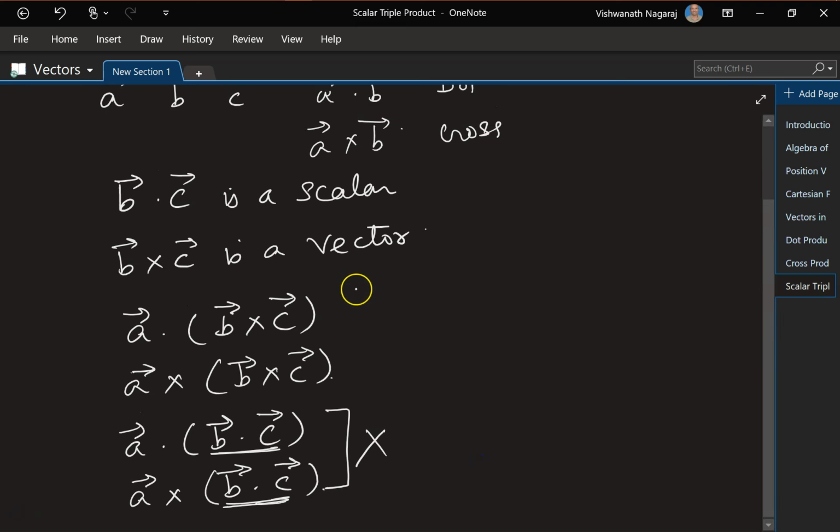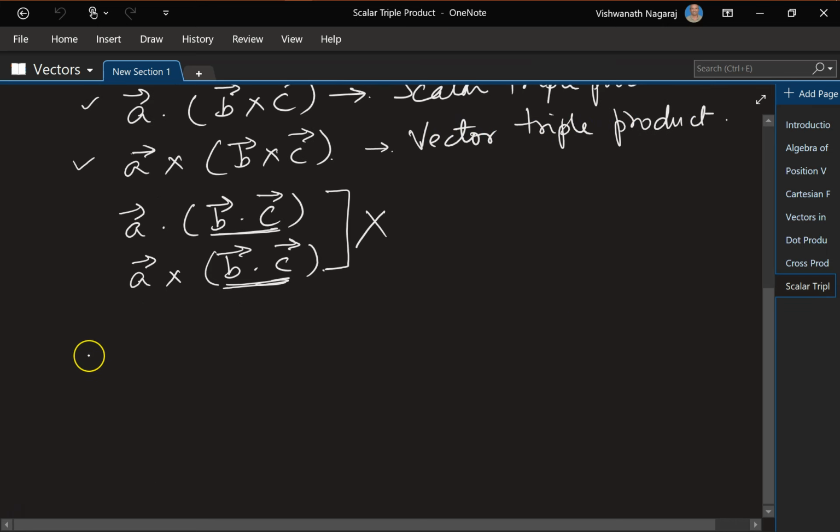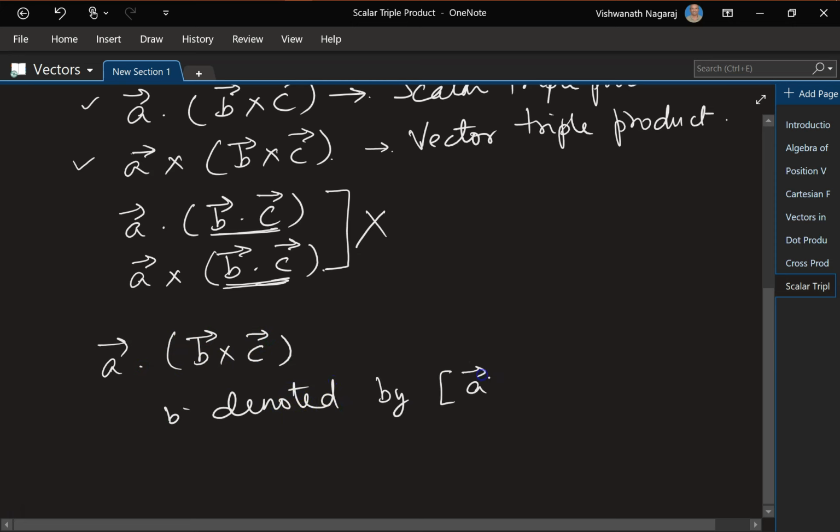Okay, so the only things that make sense are this one and this one. This is called the scalar triple product and this is called the vector triple product. Okay, let's look at scalar triple product in more detail. Now, A dot B cross C can also be written as [A, B, C]. So it's also called the box product.